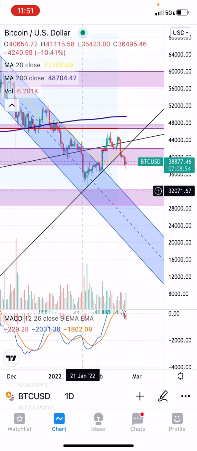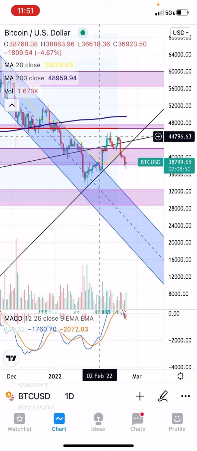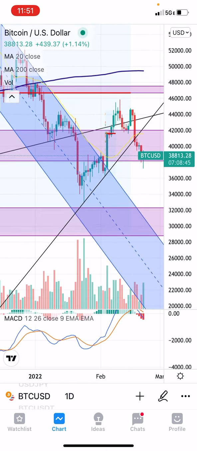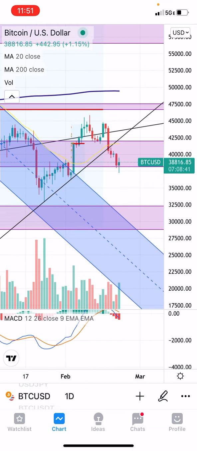Okay, so that gave us a bounce from about this 35K level to almost 46K, so that would have been a nice entry on longs there. Yeah, so I mean that's basically all there is to it on divergence. I want to keep it nice and simple for you guys.